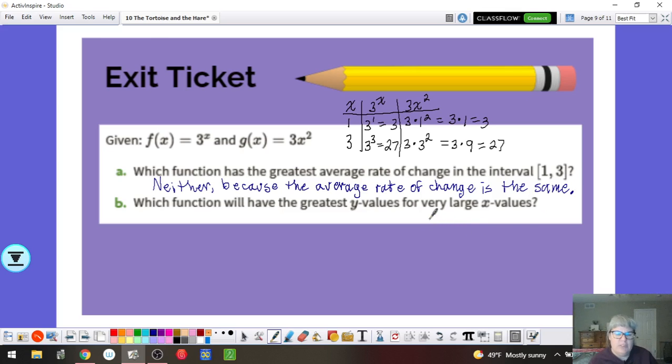In the long run, which function will have the greatest y values for very large x values? Anytime you see a question like this and you're comparing an exponential to a quadratic, your answer will be the exponential. Exponential functions always have a greater rate of change in the long run for large values of x than the quadratics.